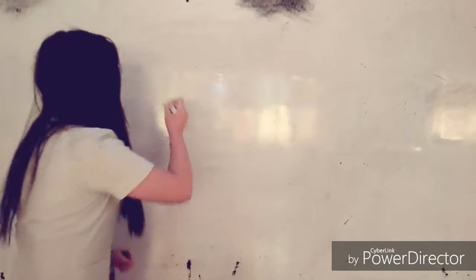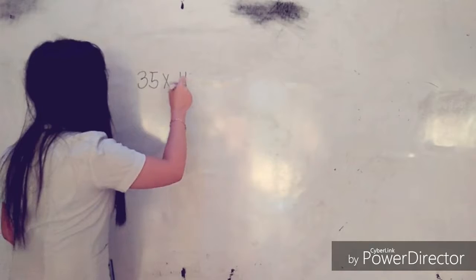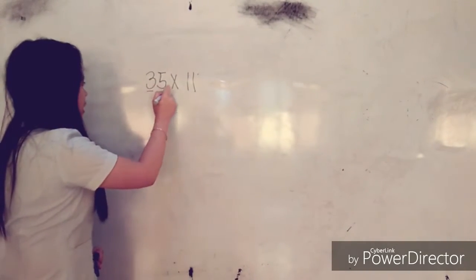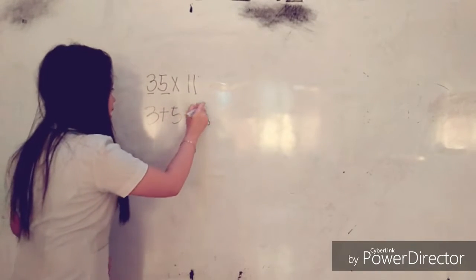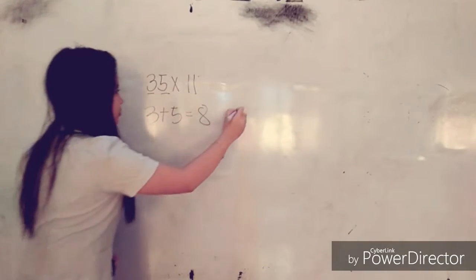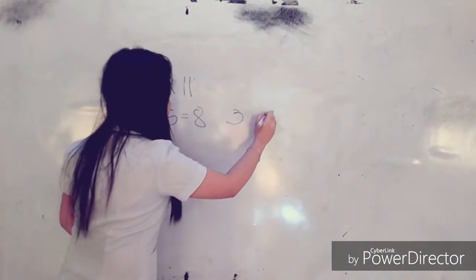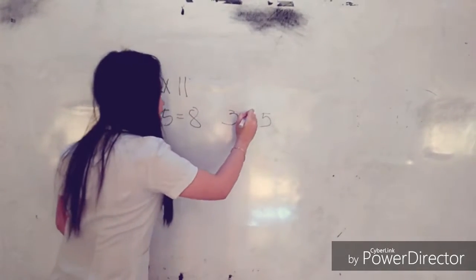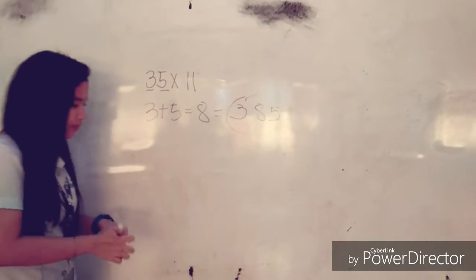So, let's start. We use 35 times 11. First, we copy the 3 and 5. 3 plus 5 is equal to 8. Then, 3, leave space and 5. Then, put 8 between 3 and 5. So, the answer is 385.